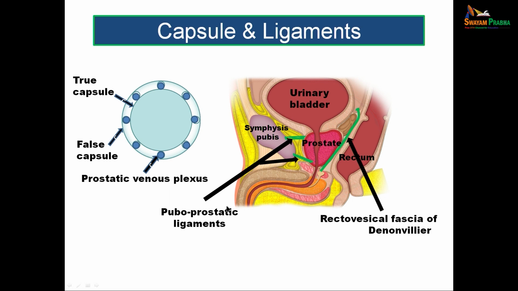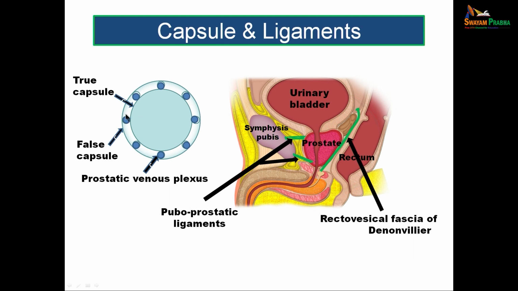Now, let us look at the coverings of the prostate. The coverings of the prostate are arranged as its capsule and ligaments. We find the capsule of the prostate in the form of two layers, a true capsule and a false capsule. Now, this blue area is the prostate covered by a true capsule, which is the condensation of the stroma of the gland itself, and outer to this is a false capsule which is formed from the surrounding pelvic fascia and the fascial sheaths of various organs related to the prostate.